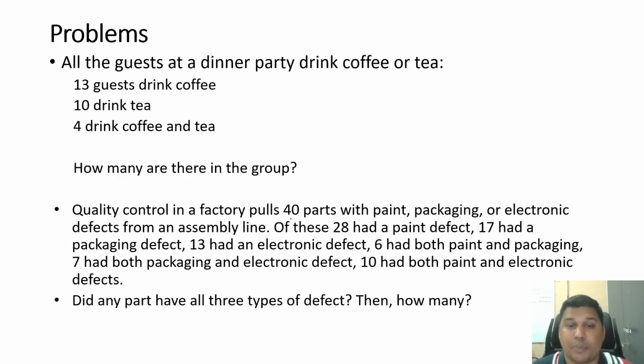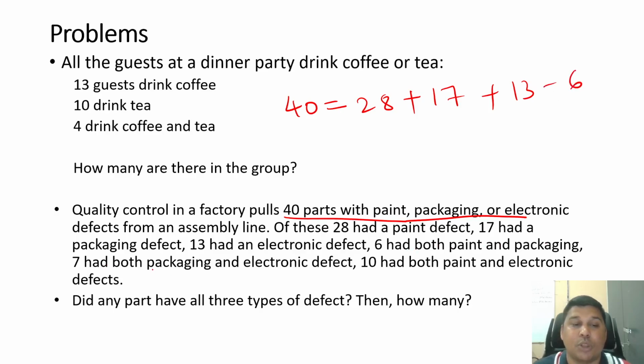Quality control in a factory pulls 40 parts with paint, packaging and electronic defects. So there are 40 total. So n of A union B union C is given. 28 are having paint defect, 17 have packing defect, 13 have electronic defect. Next, 6 have both paint and packaging, minus 6. 7 have both packaging and electronic, minus 7. 10 have both paint and electronic, so minus 10.